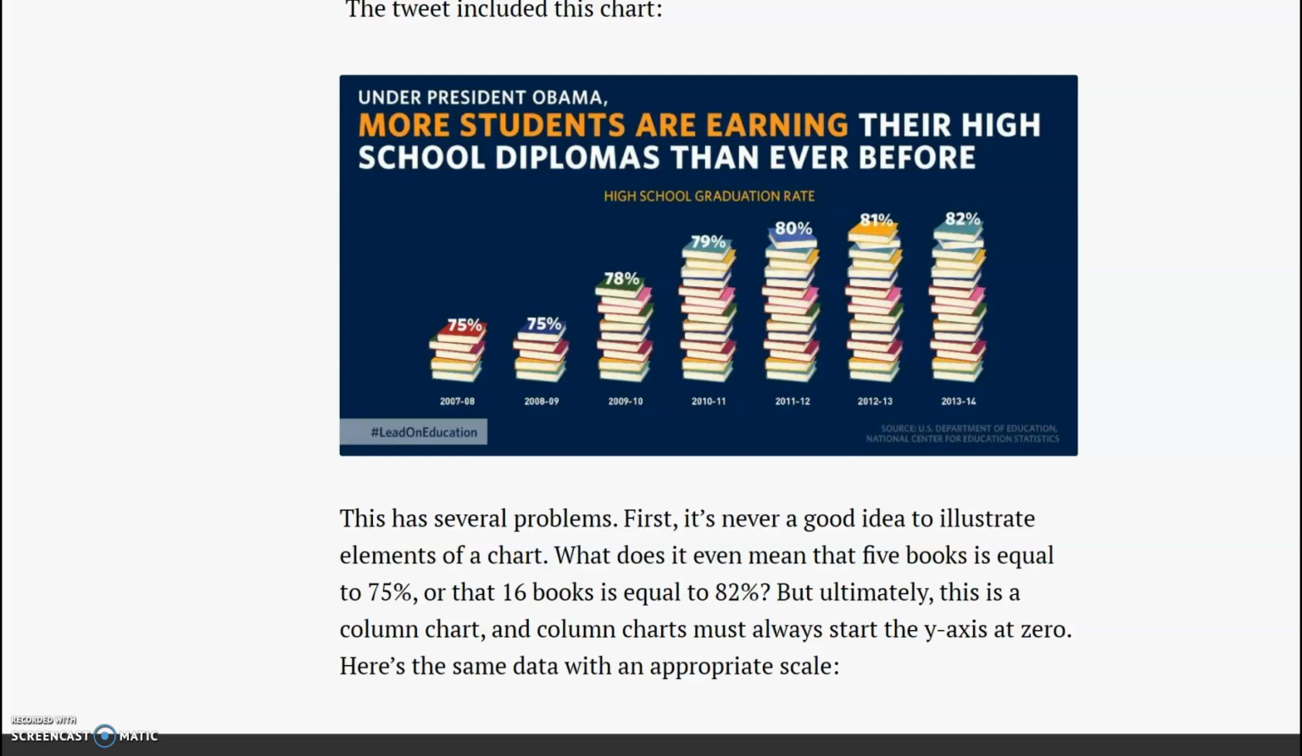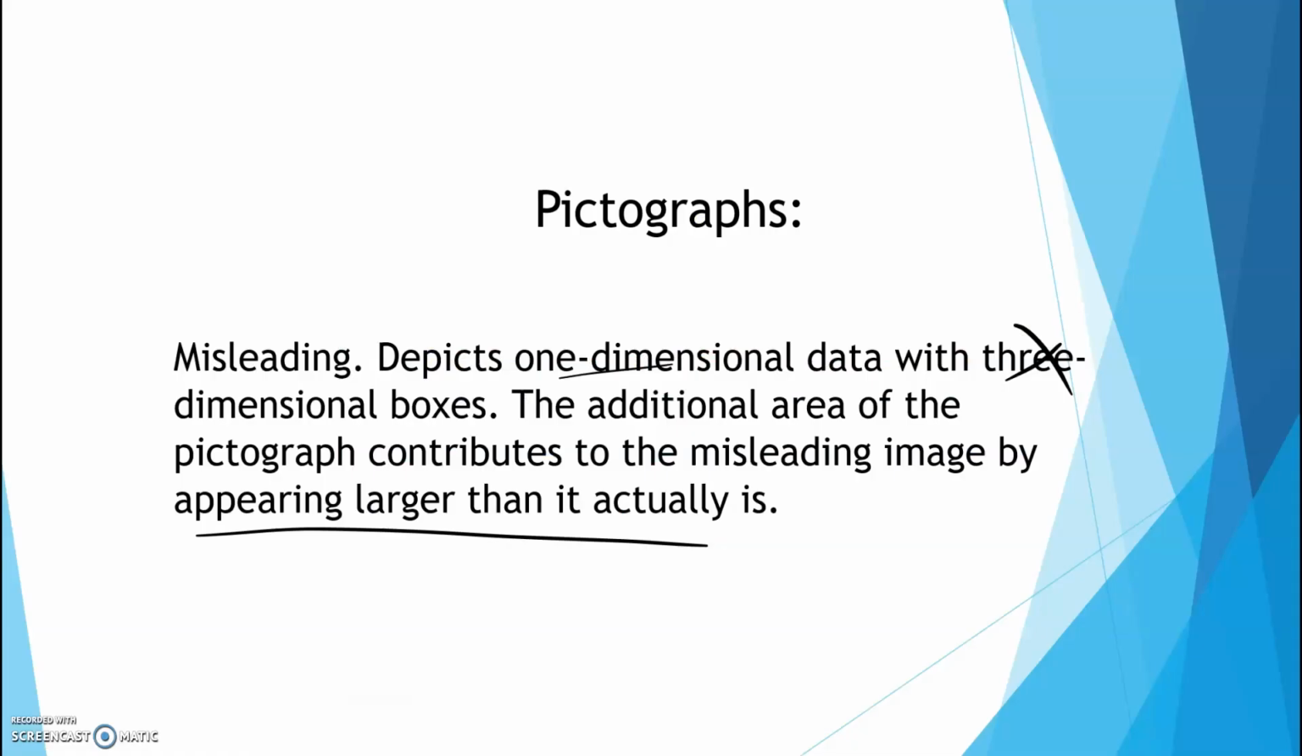Okay, so those are the two things that you should not use. You want to make sure that your axis always starts at 0 and that you're using either 1 dimension or 2 dimensions, but not 3 dimensions because it gives you more area. It makes it look bigger than it actually is.